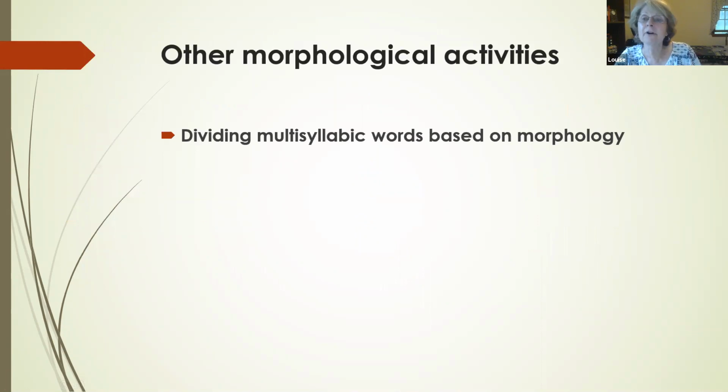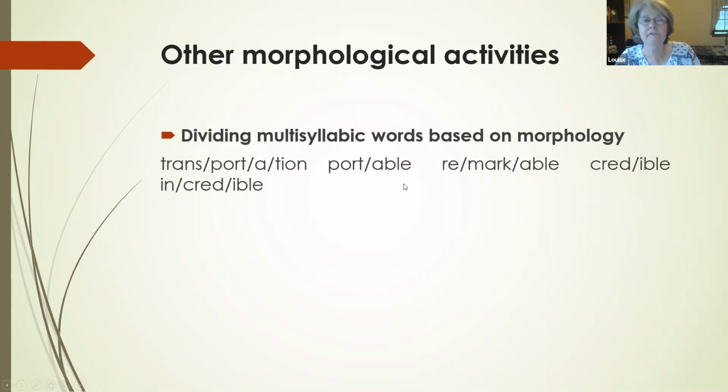Here are a couple of other examples of morphological activities. You can have children divide multisyllabic words based on morphology. As shown, they divide a word like incredible. It's not dividing it by syllables, because otherwise incredible would have four syllables, right? But ible is a morpheme that makes the word an adjective. And cred would be a root, but it's a bound morpheme. It's not a free morpheme because cred wouldn't stand alone.